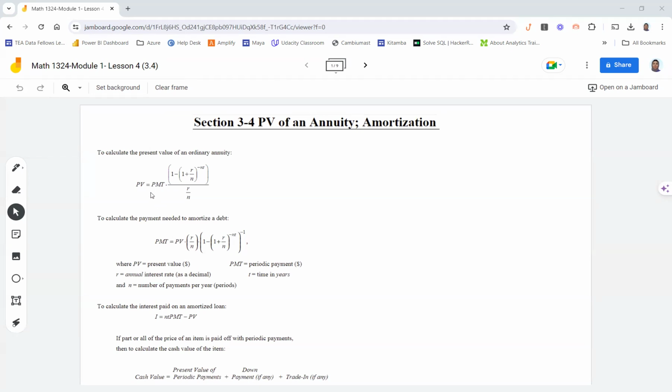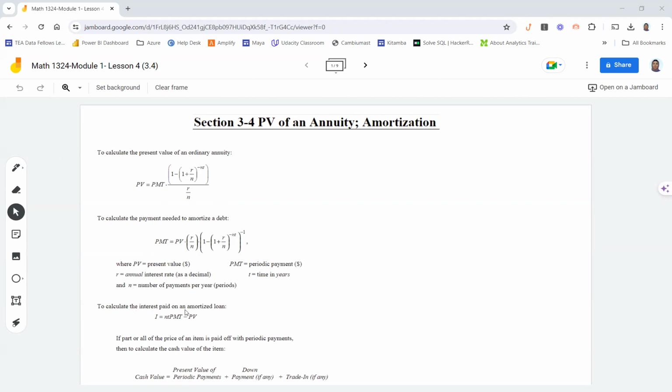You can also calculate the payment needed to amortize a debt. You can just change the PV to here, and because of some algebraic rearrangement, the formula is going to look like this. To go over the shortcuts again, PV stands for present value, PMT stands for periodic payment, R is the annual interest rate as a decimal, T is time in years, N is number of payments per year.